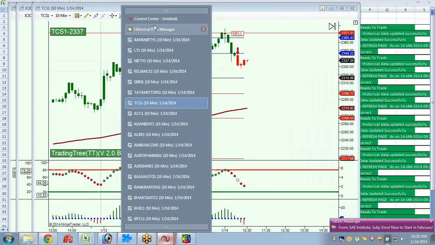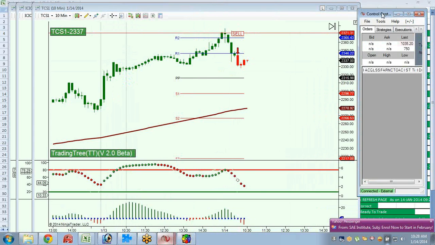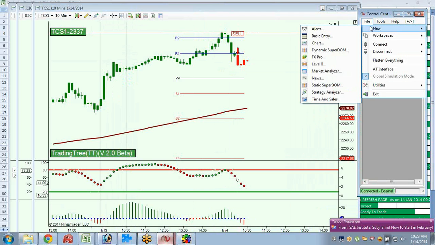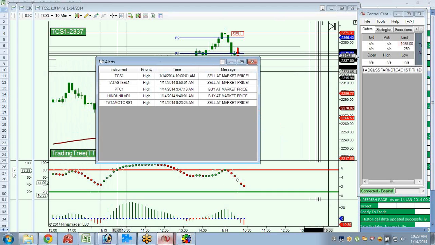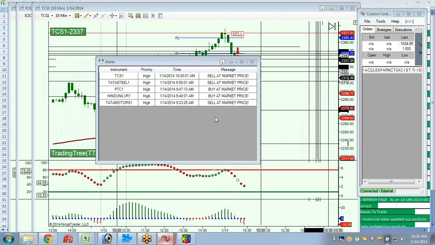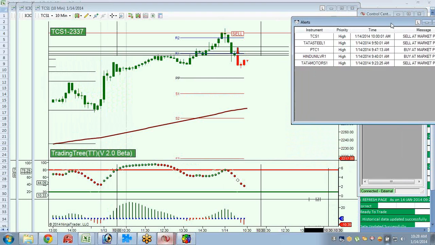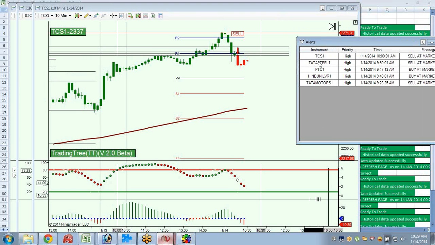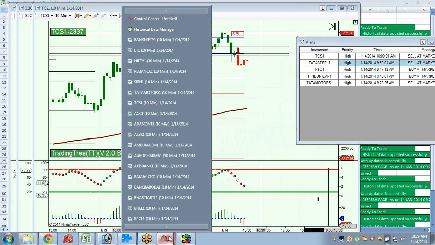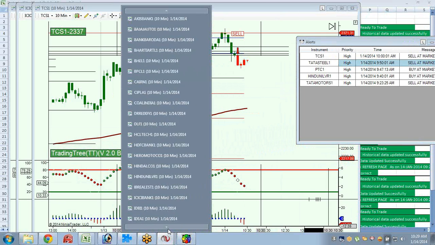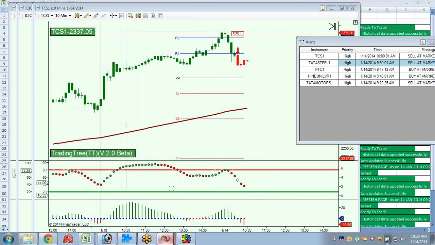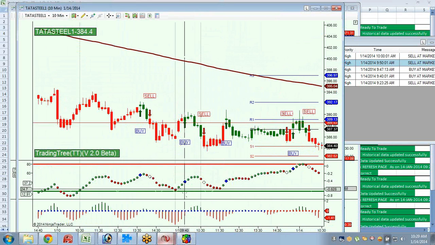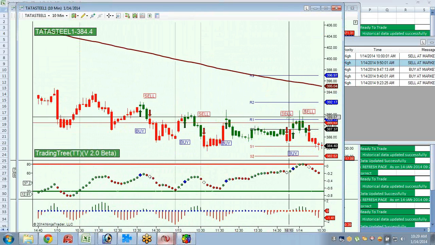And there were some other calls I'll just show you. When you go to file, new alerts, you'll be able to see the alerts, what all you have got. So we had a sell call in TCS. Tata Steel, I think it was very flat, so I didn't check that. You can see that whenever you don't have much volumes, this is what we get.